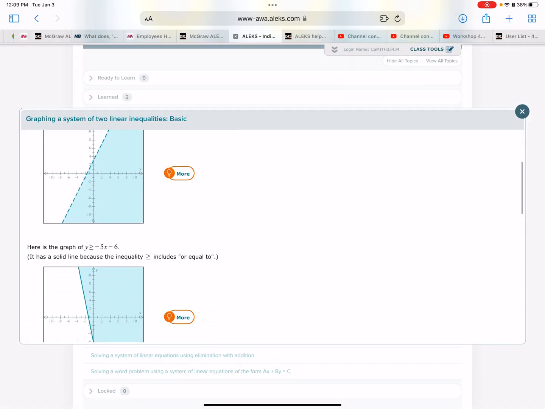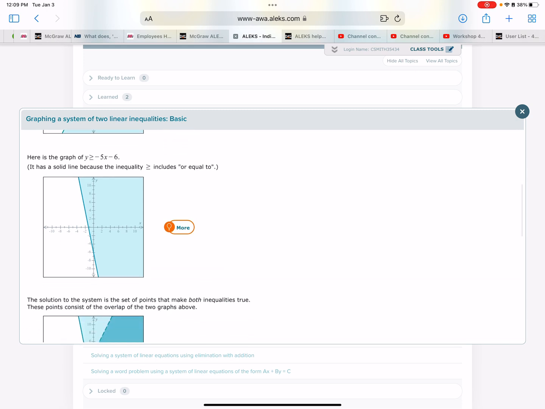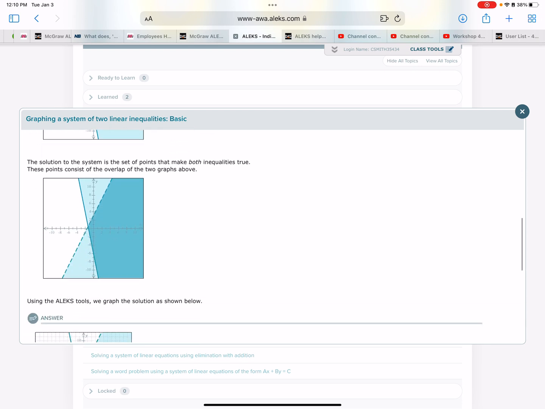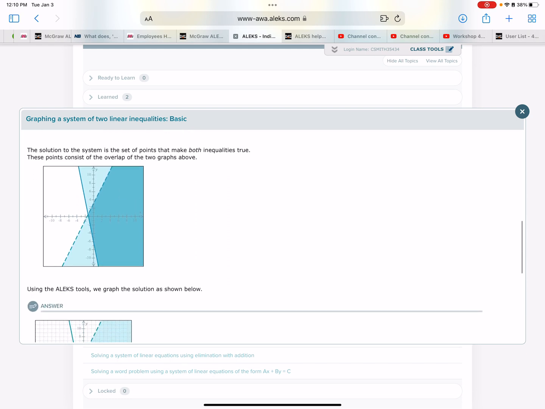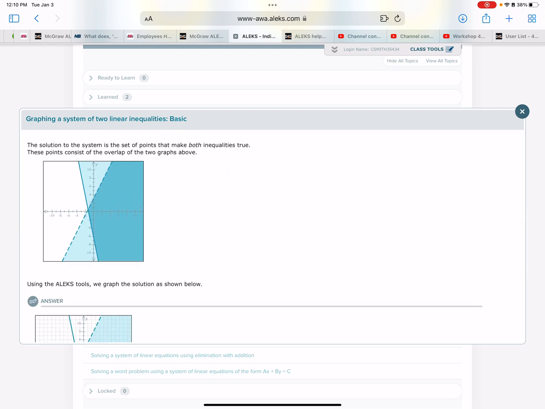And then the other one is greater than or equal to. So you're going to start with graphing this at -6 because that's the y-intercept. The slope is down 5, to the right 1. So I'm going to count from -6 down 5 to the right 1. Solid line. It's greater than, and so you're going to have to put it on the right side. So the solution is the overlap.